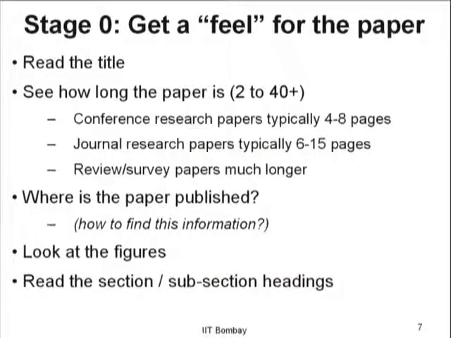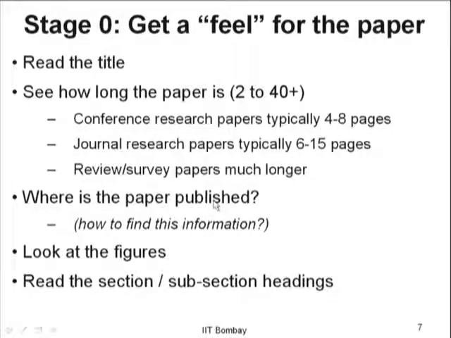For example, conference papers for technical research conferences are usually between 4 and 8 pages. Journal articles are longer, and these can be small, like 5 or 6 pages, it can actually even be 4, but it can go up to 15 or 20 pages typically. Review or survey papers are usually much longer.